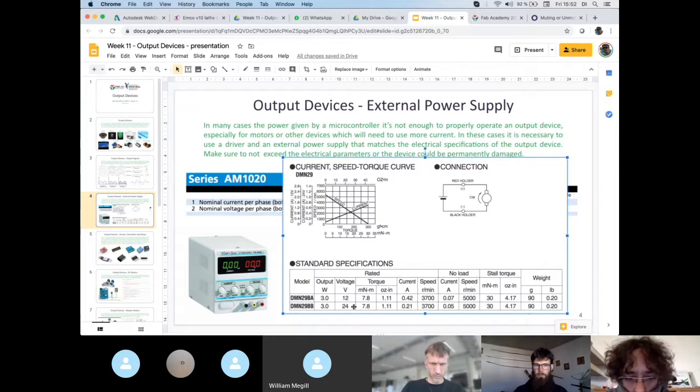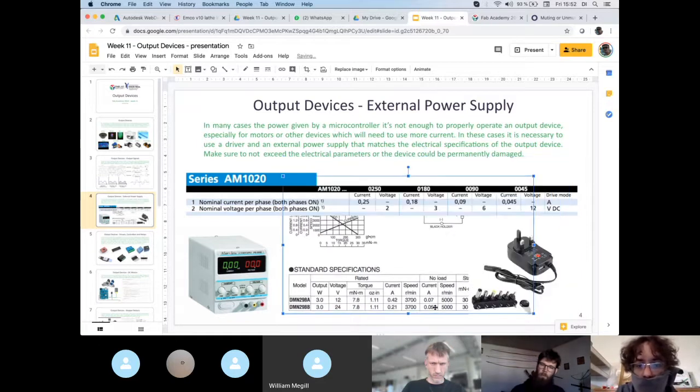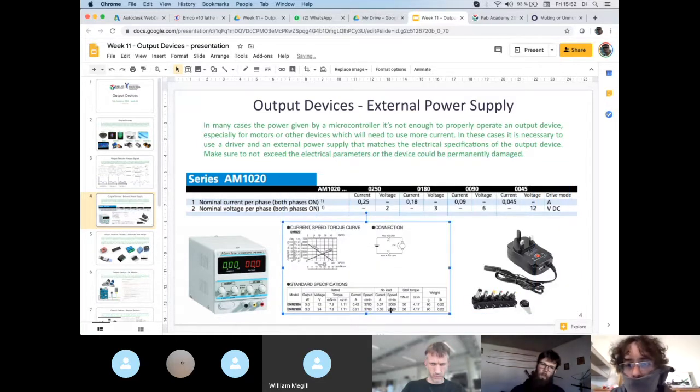The voltage must be 12 volts, and this is the torque that you have, and the current taken will be 0.42 amps, which means 420 milliamps. This is the rotational speed that you're going to have, and so on, if you have load, no load, and so on. So please have a look at your data sheet to check which power supply you need for your project.